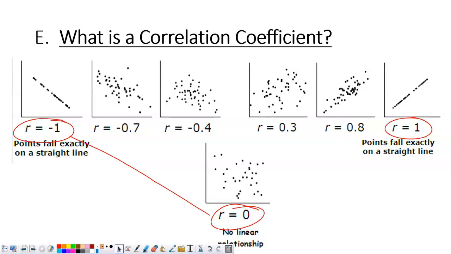Likewise, on this side, anything between 0 and +1 will be a positive relationship, but the closer those numbers are to 0, the weaker of a relationship it is. The closer they are to 1, the stronger of a relationship it is. And the strongest relationship you can get is if the dots all lie on the same exact line.